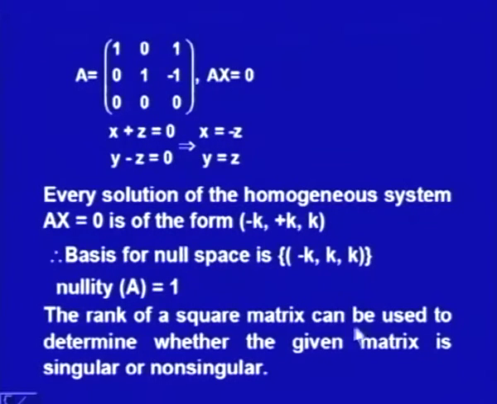Now, the rank of a square matrix can be used to determine whether the given matrix is singular or non-singular. Suppose in some example the nullity of A comes out to be 0, then the rank will be equal to the size of this matrix A. So, we can use this result to know whether a given matrix is a singular matrix or a non-singular matrix.